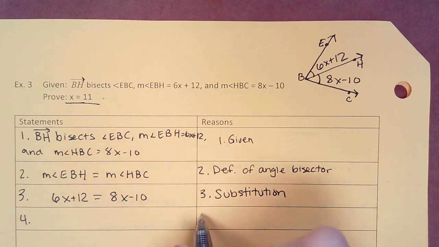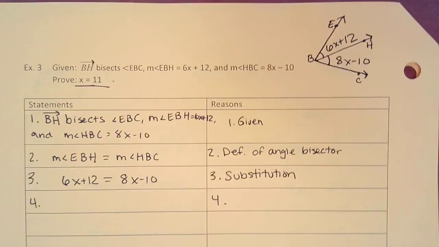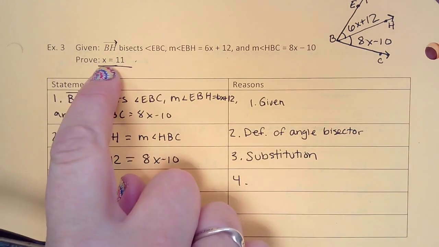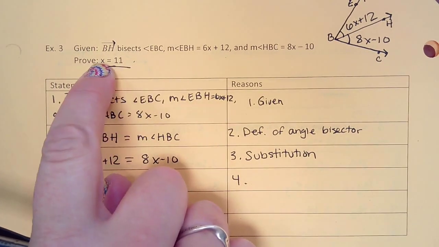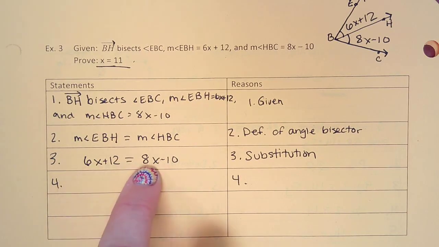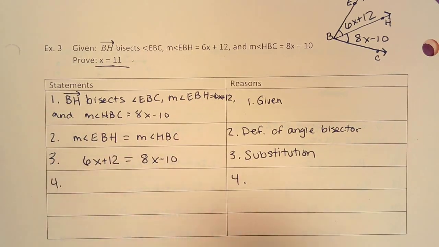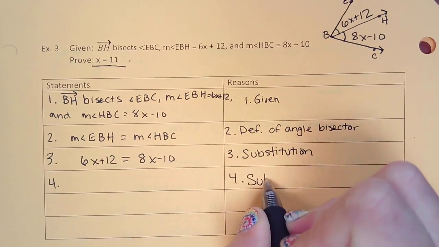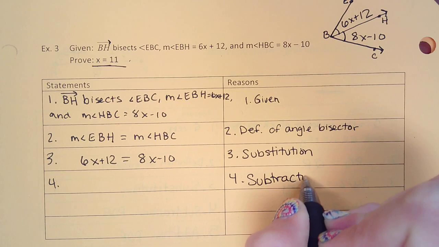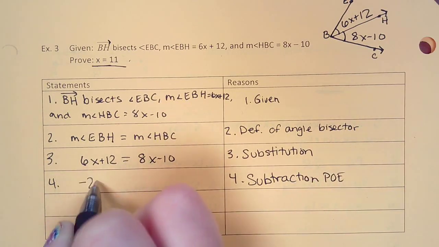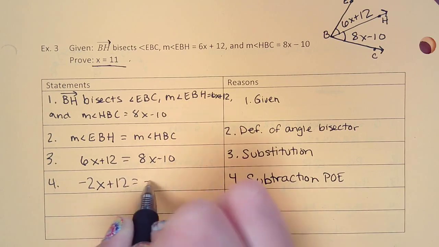Step 4. Now I'm going to start moving my terms around. So let's go ahead and check. We're trying to get x equals 11, so that means we want our x on the left. So here I have two x's. Instead of moving the 6, I'm going to save myself a step, and I'm going to move the 8 so I don't have to flip at the end. So I'm going to subtract 8 on both sides. So subtraction, POE. So 6 minus 8 is negative 2x, drop down plus 12, equals negative 10.